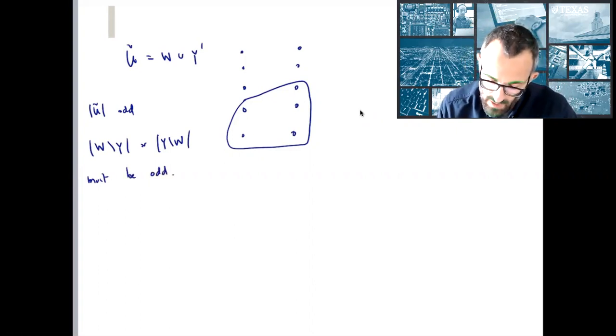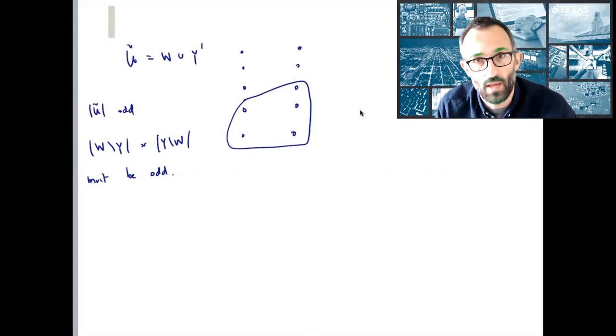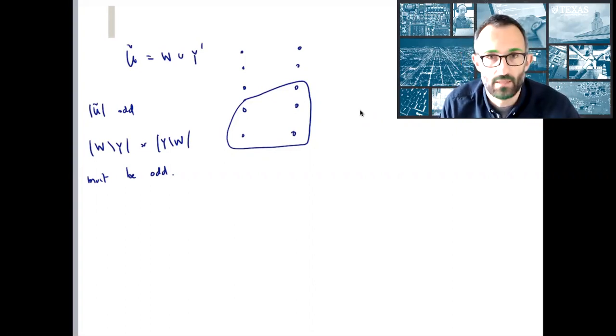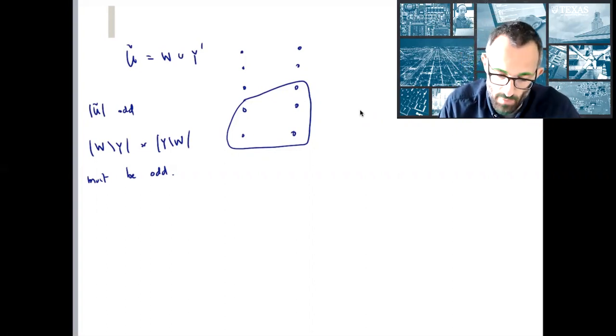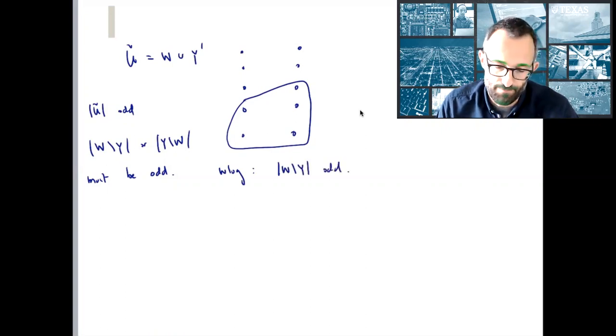So in this example, y minus w is just a single node, and so it is indeed odd as promised. So if one of these is odd, just by symmetry, without loss of generality, let's just say that w minus y is odd cardinality.